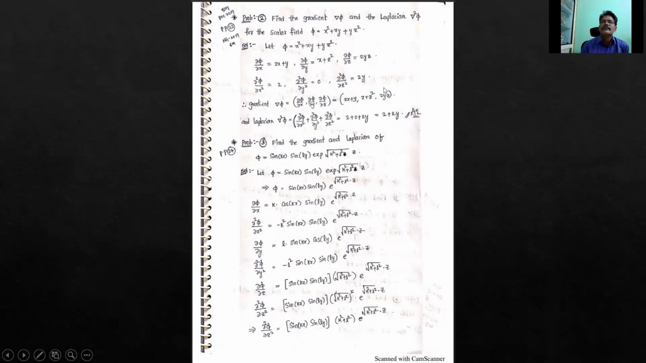Another important problem. Find the gradient and Laplacian of phi equals sin kx sin ly e^(√(k²+l²) z).